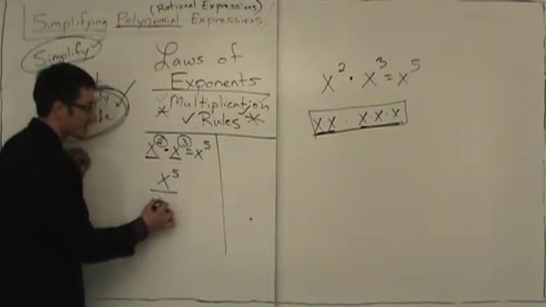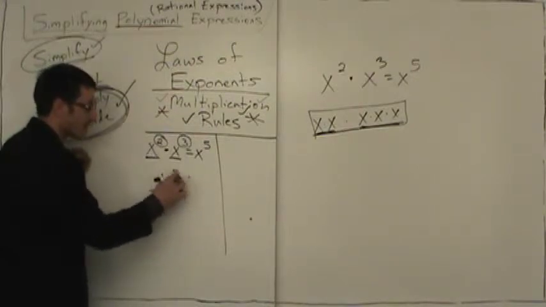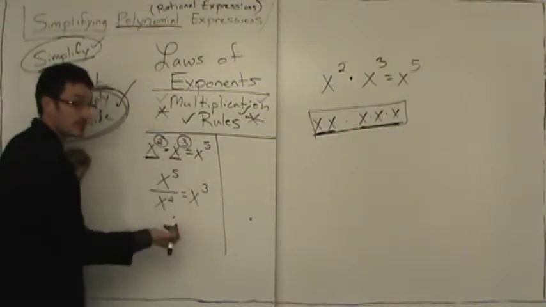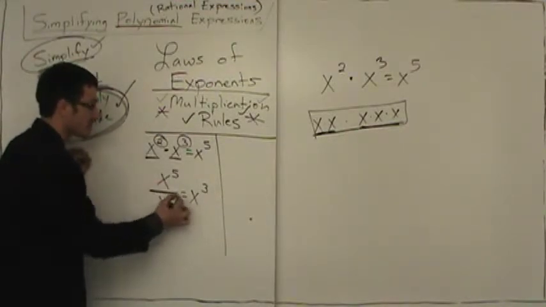If we divide x to the 5th divided by x squared, what do we do with the exponents? We subtract. 5 minus 2 is what? 3. So we get x cubed. So subtract the exponents when you divide.